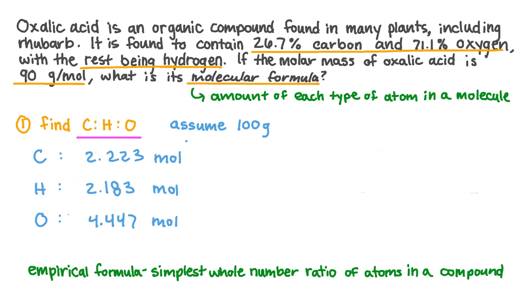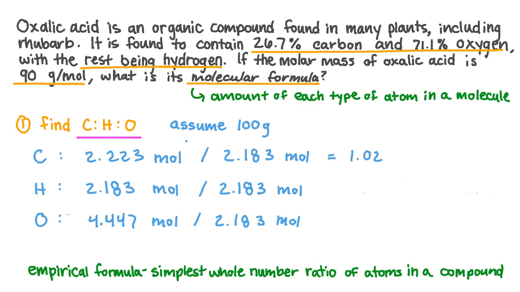Now that we have the amount of carbon, oxygen, and hydrogen in our sample in moles, we need to figure out how to express this in the simplest whole number ratio. The easiest way to do this is by dividing by the number that's the smallest amount of moles, which is the moles of hydrogen, 2.183. Dividing this number into the moles of carbon gives us 1.02, which is very close to 1, but not quite, likely due to some experimental error associated with finding these percentages.